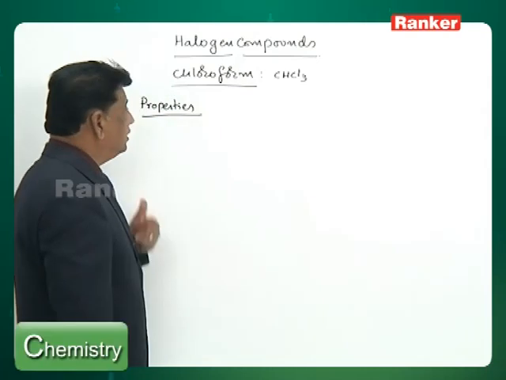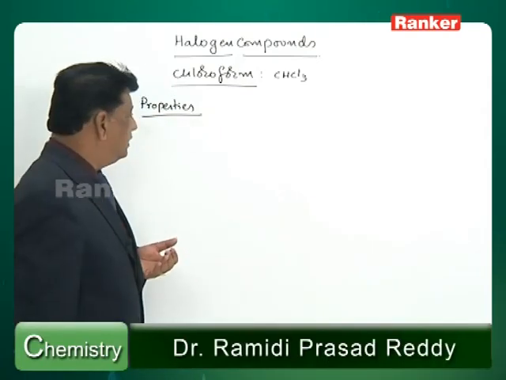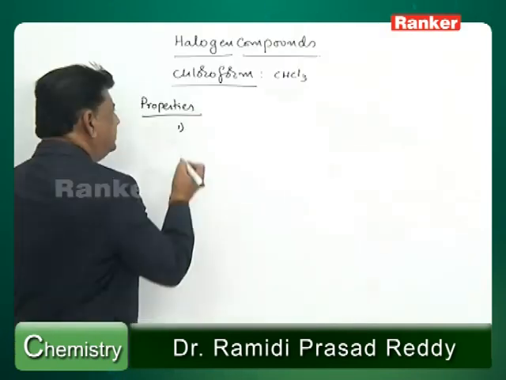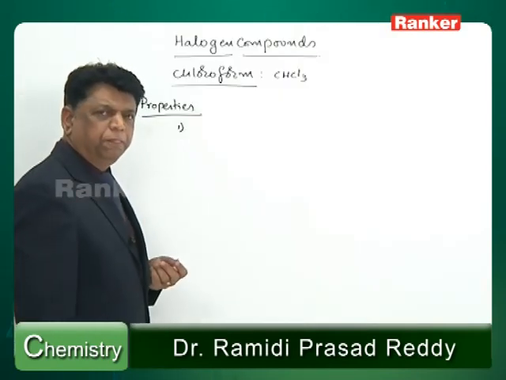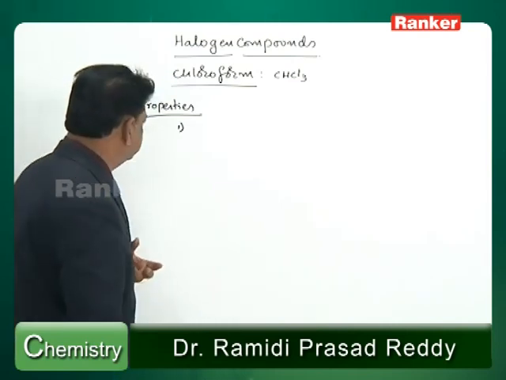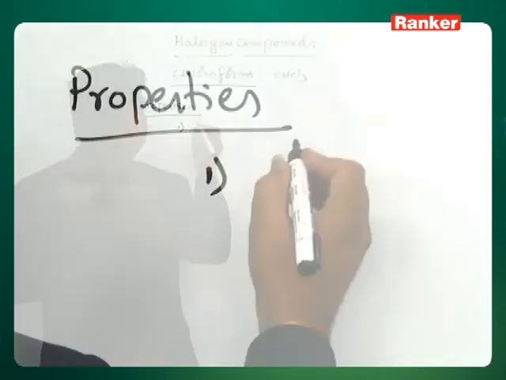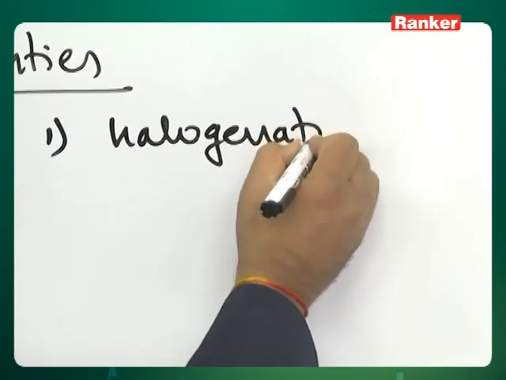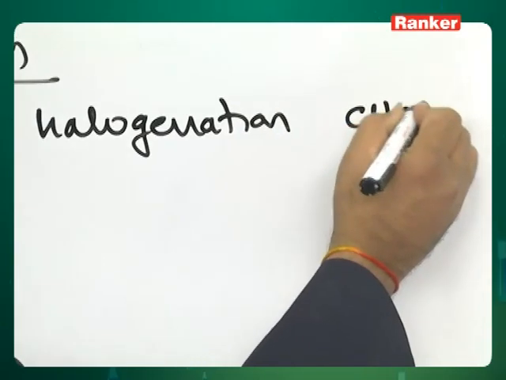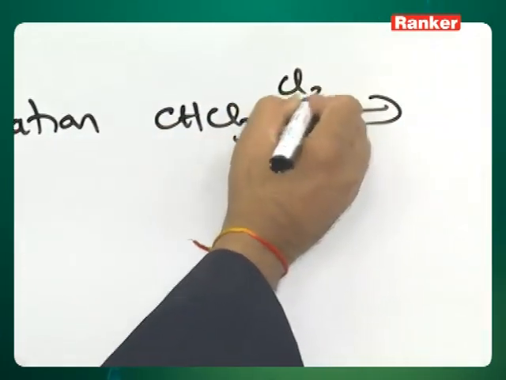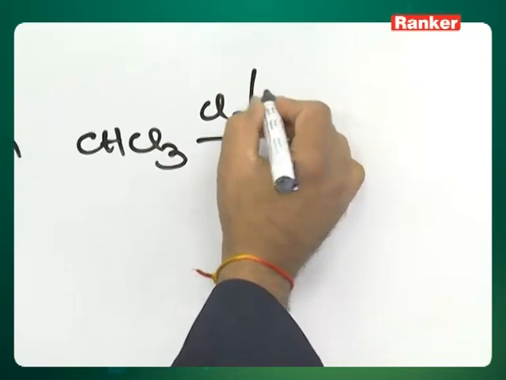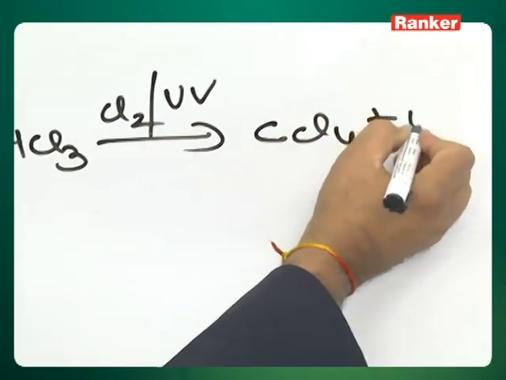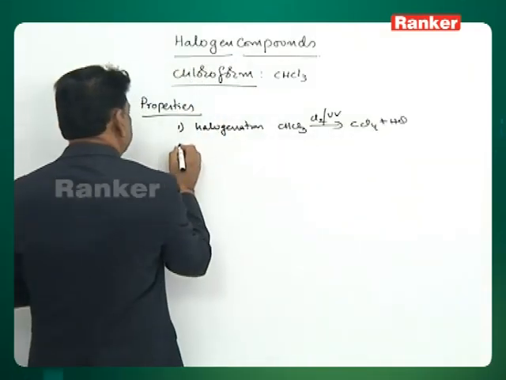So let's go to the second part of the chloroform, that is some properties of the chloroform. There are some properties which are very small, but we have to take care of even such reactions. One is halogenation, further halogenation. In fact, halogenation of chloroform with chlorine and UV light gives further halogenation. Another halogen will come, CCl4 is formed. This is the simple reaction.